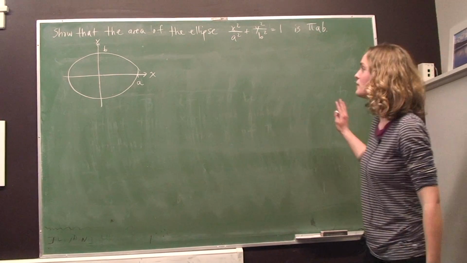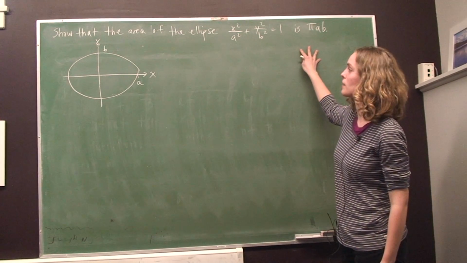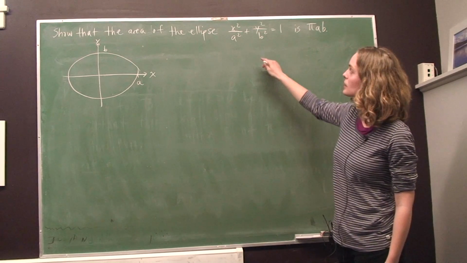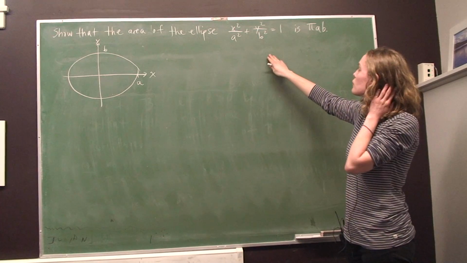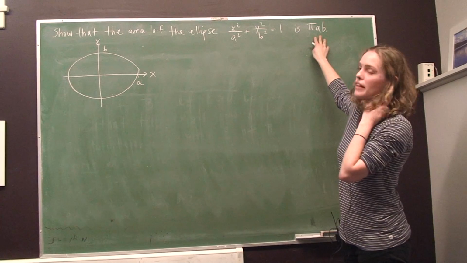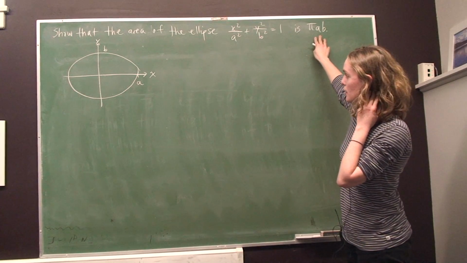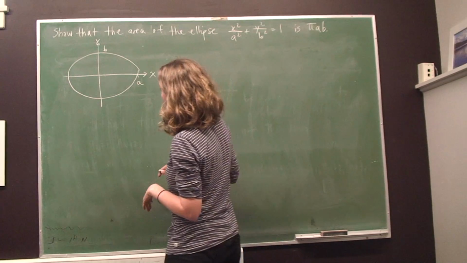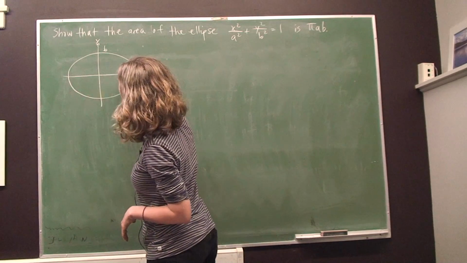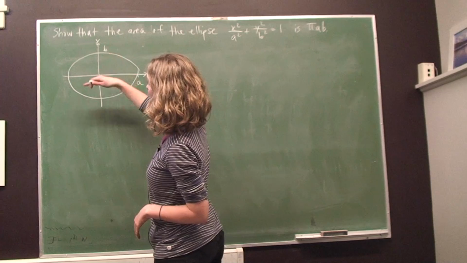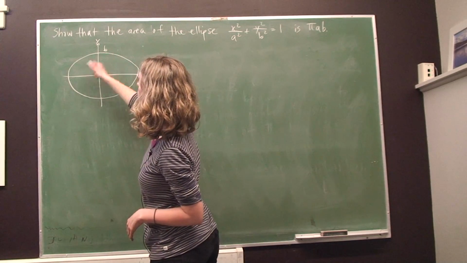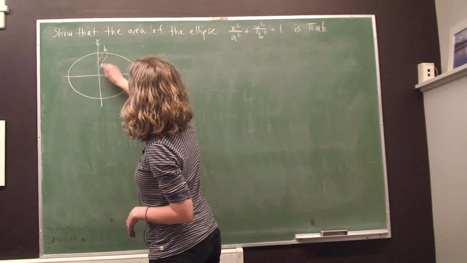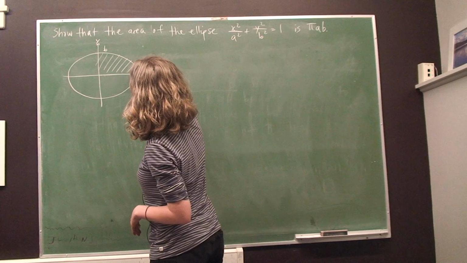Okay, so we're going to do the problem that was on your midterm. Calculate the area of the ellipse x squared over a squared plus y squared over b squared equals 1, and show that that area is pi times a times b. As you can see from the picture, the ellipse is symmetric about the x and y axis. So to calculate the area of the entire ellipse, we can just calculate the area of the portion that's in the first quadrant.